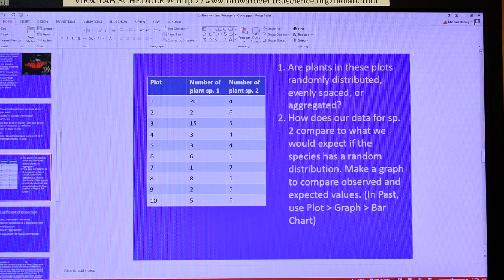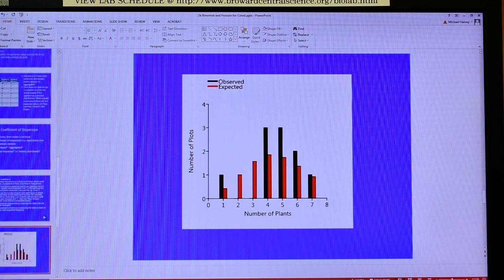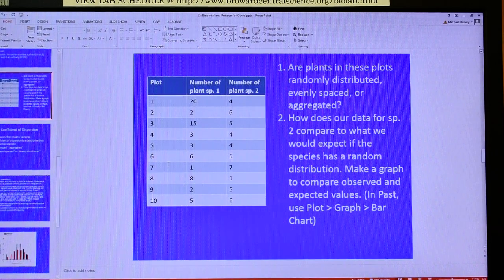First let me show you what we're trying to accomplish, and then I'll show you how we do it. What we have here is a graph showing numbers of plants and the numbers of plots that have a certain number of plants. In red, this is a random distribution of plants among these plots, compared to what we actually observe in black. That's kind of hard to swallow, but let's see exactly what's going on here.